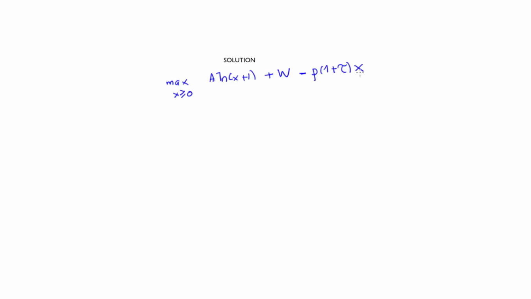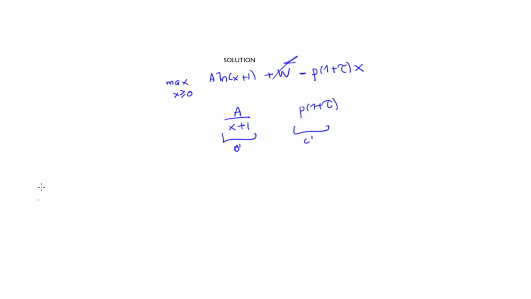Why? Well, P times x is the cost of buying the good, but P times tau times x is the amount of tax that it needs to pay given the ad valorem tax tau. Of course, this is a constant that we can ignore. Now, what is the solution to this? Well, we know that the marginal benefit curve is going to be given by A over (x plus 1). This is B prime. And we know that the marginal cost, C prime, is going to be equal to P times (1 plus tau).